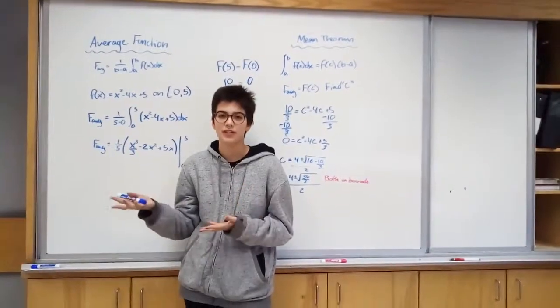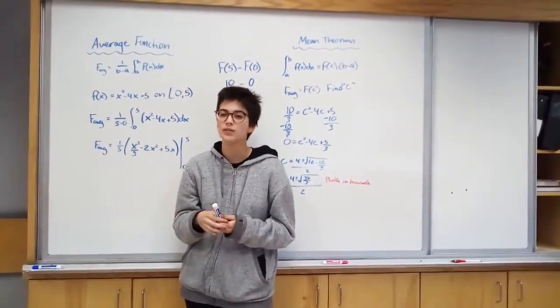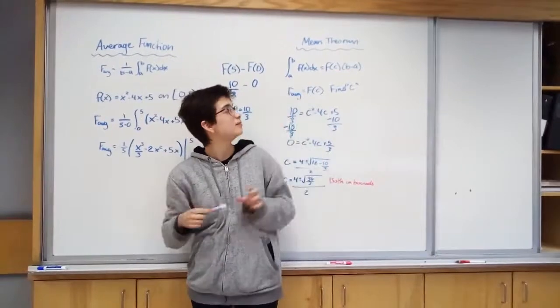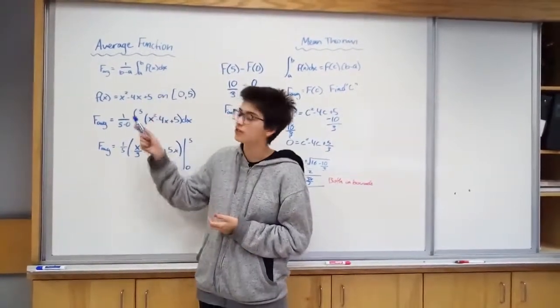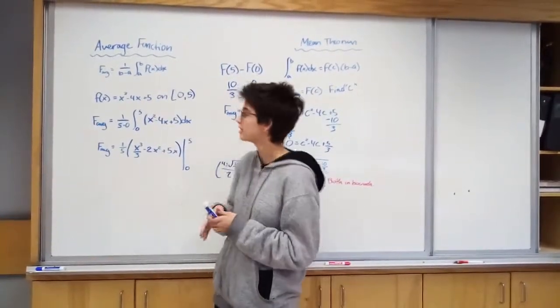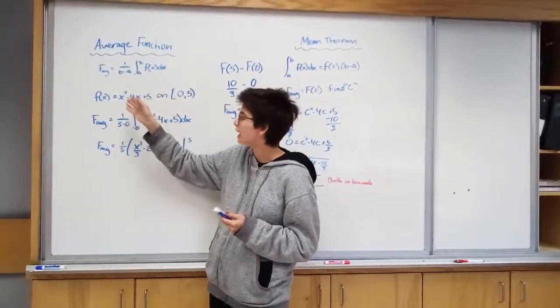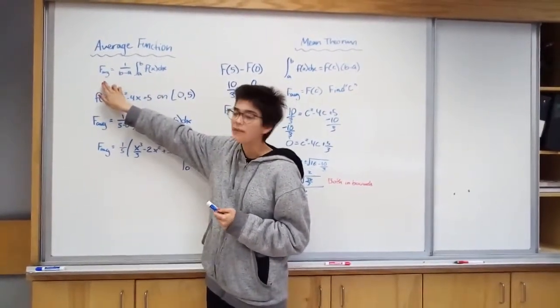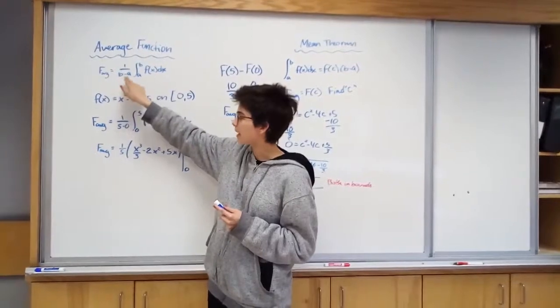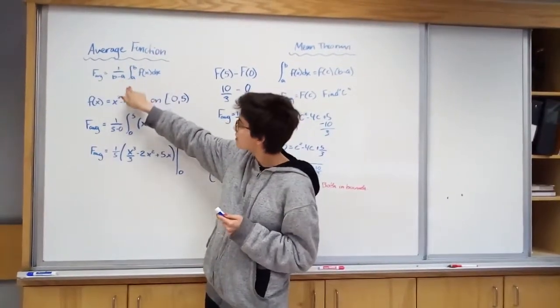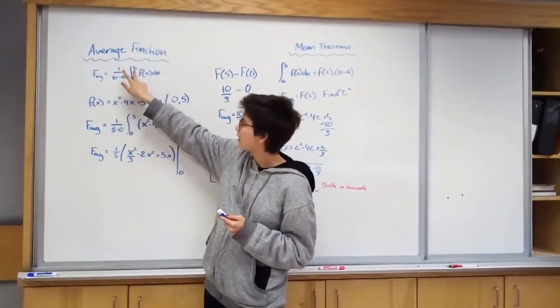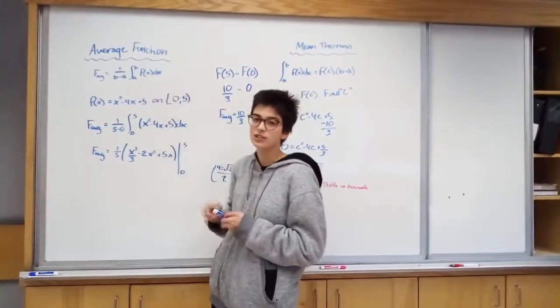Next up in our stages of integrals and antiderivatives, we're going to be doing the average function and the mean theorem. I'm going to start with the average function just because that's the right order to do this in. First, we have the formula for the average function, which is f average is equal to 1 over b minus a times the integral from a to b of f of x dx.